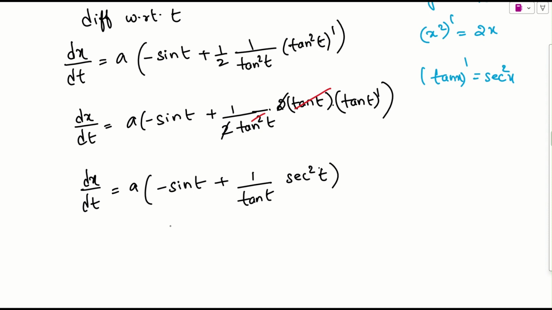So what should we do? Okay, fine. Let me solve this further. dx by dt is nothing but a into minus sine t plus 1 by tan. We already know what is 1 by tan.